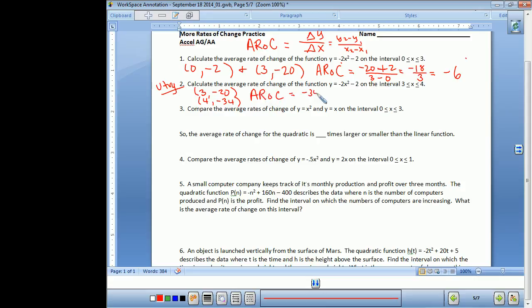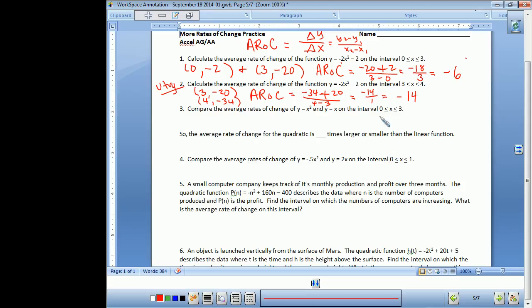So when we do the average rate of change, we're going to do -34 minus -20 over 4 minus 3. So this minus a negative makes a positive, so we get -14 over 1, which gives me an average rate of change of -14. Questions?